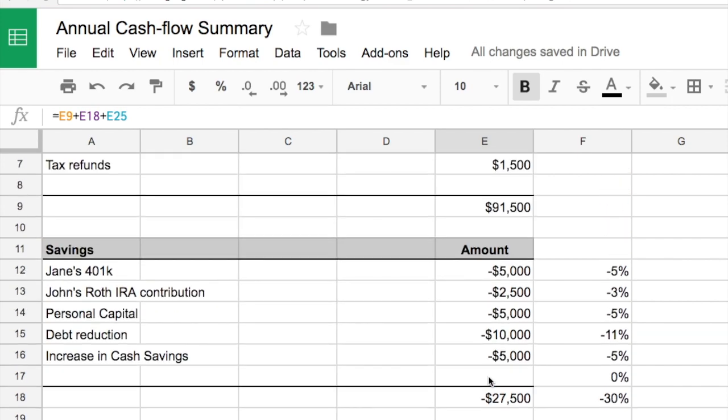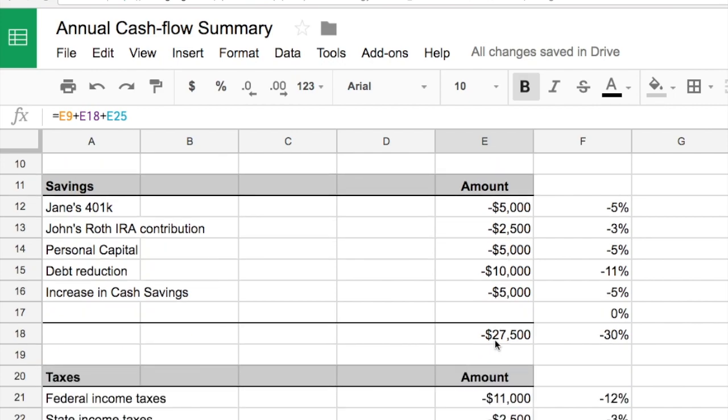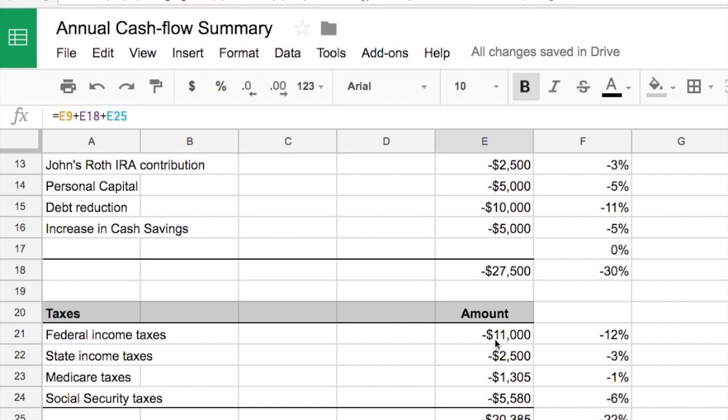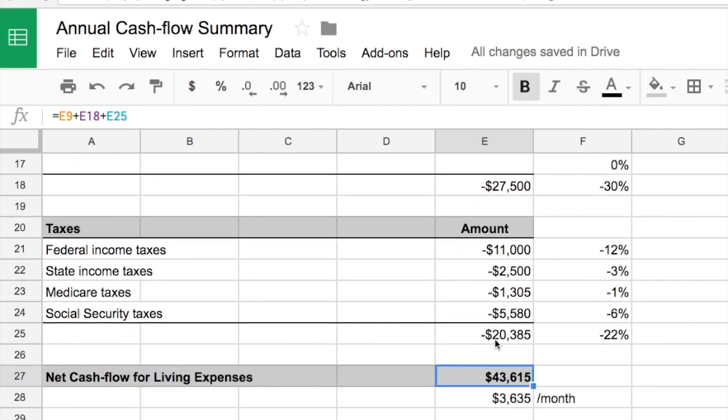Because if we know that $91,000 came in the front door of your financial house, to use that analogy, and $27,000 was saved, whether that be to pay down debt or in cash or in retirement savings, whatever, and $20,000 went to various federal, state, government agencies, then whatever's left over is what you spent.